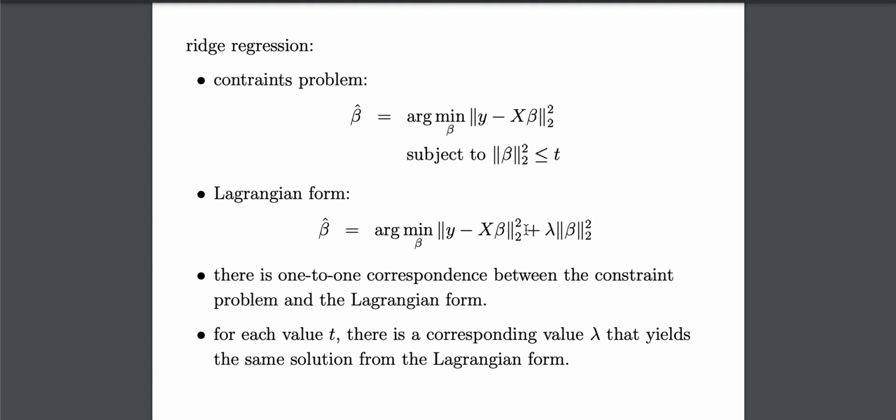One way to look at this lambda here is as a free parameter. It's always positive, and it's related to t. There's a one-to-one correspondence between t and lambda, meaning that for every t, there is a lambda, so that these two beta hats are the same. Or for any positive lambda, there is a t, such that these two beta hats are the same.